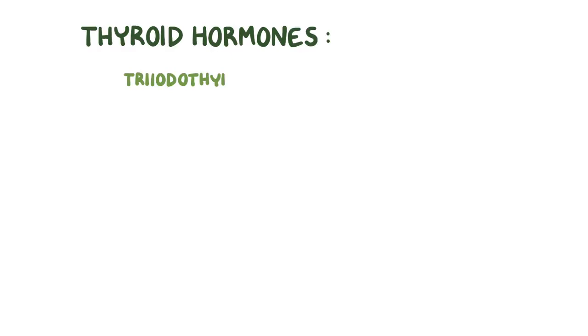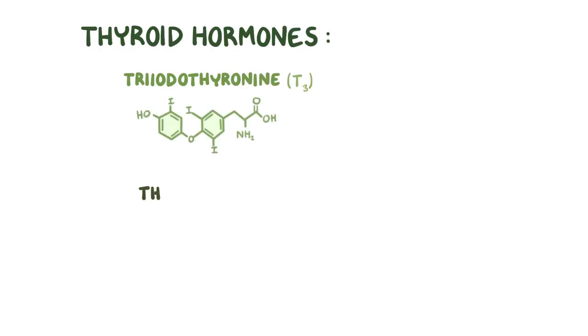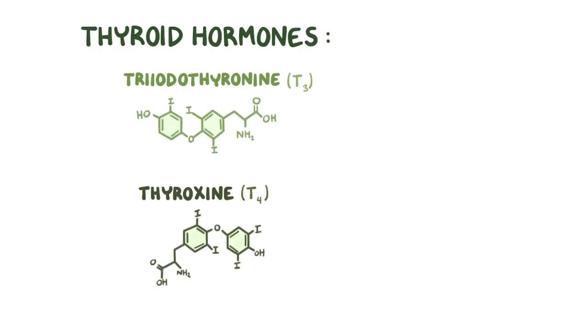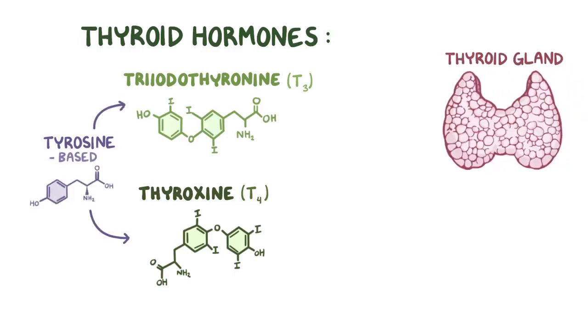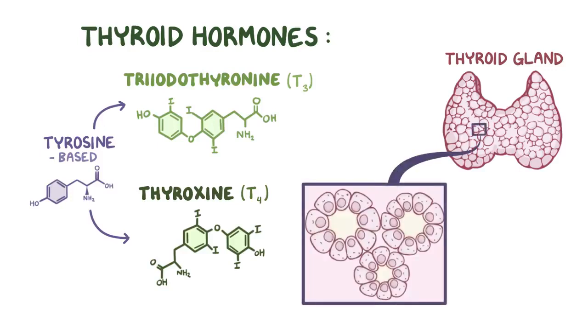There are two different thyroid hormones, triiodothyronine or T3 and thyroxine or T4. They're two tyrosine-based, iodine-containing hormones that are secreted by the thyroid gland, which is located anteriorly in the neck and consists of two lobes that look like two thumbs hooked together in the shape of a V. Now, if we zoom into the thyroid gland, we'll find thousands of follicles, which are small hollow spheres whose walls are lined with follicular cells or thyrocytes.